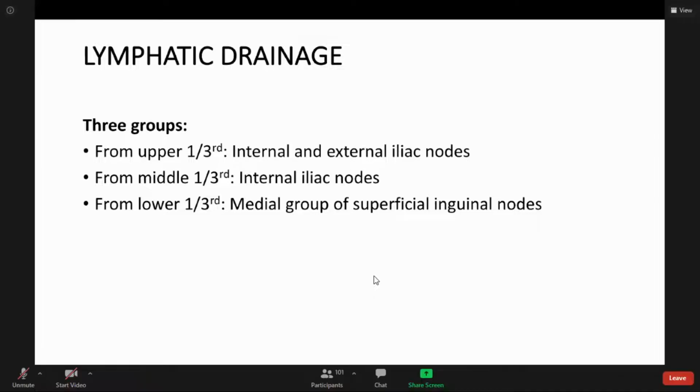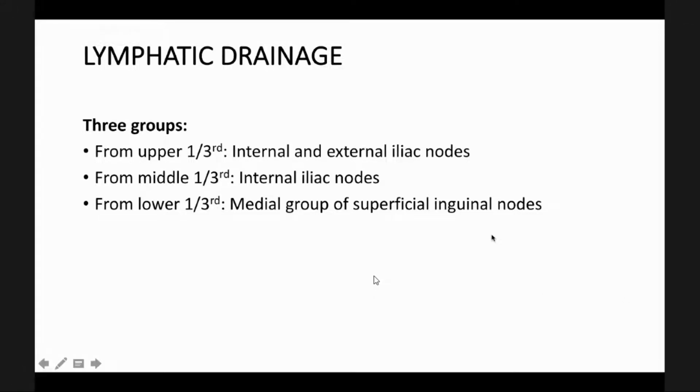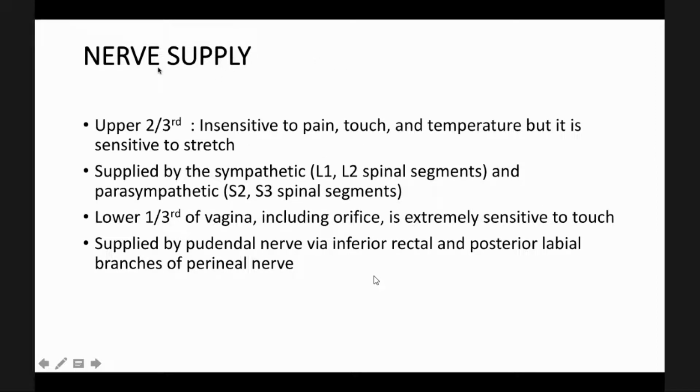These inguinal lymph nodes are very important. You have been studying this from the first year. Please note wherever superficial inguinal nodes are given, please note it specifically. Next is the nerve supply. Upper two-third insensitive.